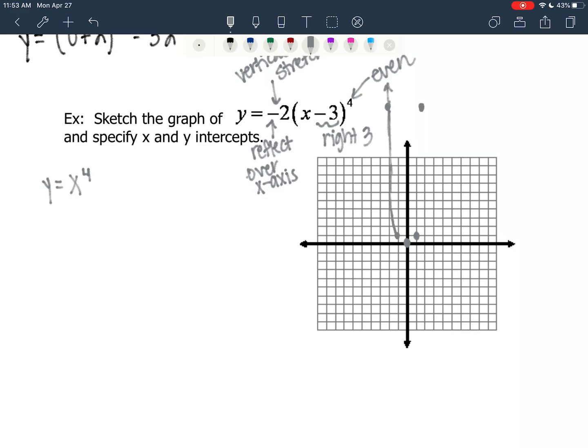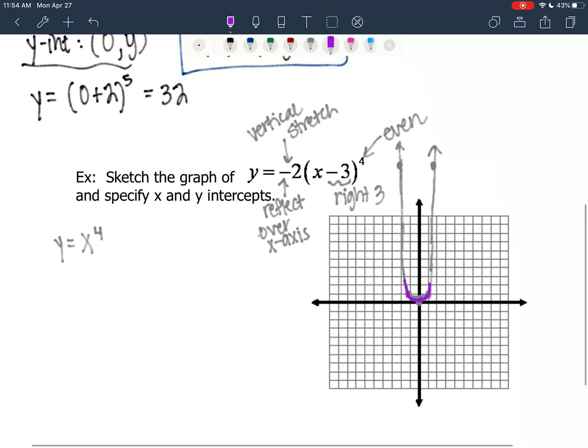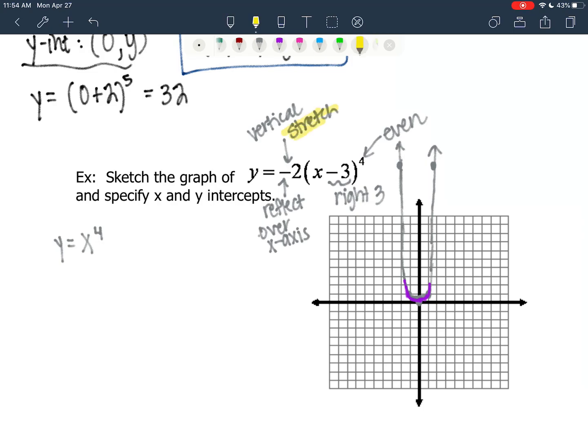And again, if you put this into your calculator, you'll see that x to the 4th looks like x squared, but it's a little flat right here. So it's more of a U instead of a curved V. Now this graph has lots going on. It's got a vertical stretch of 2. It's got a reflect over the x-axis, so it's not going to be opening up, it's going to be opening down. And then it's moving right 3 units.